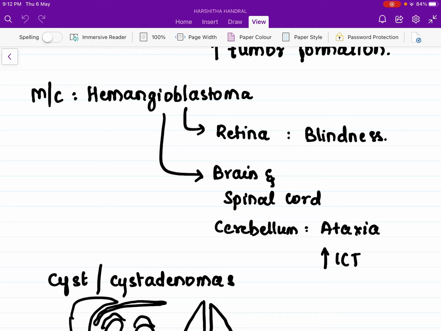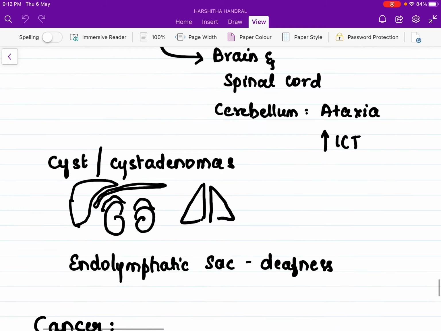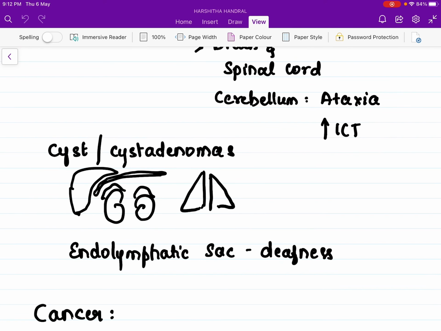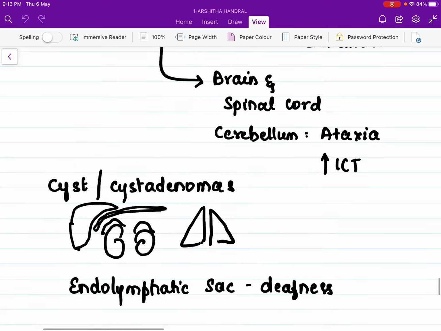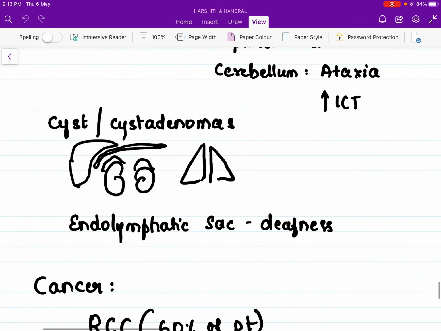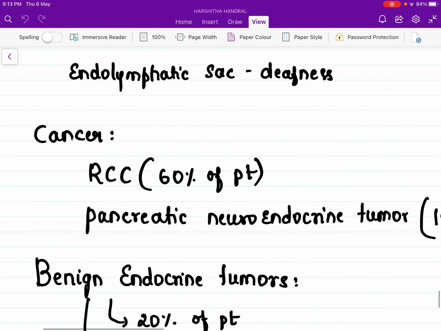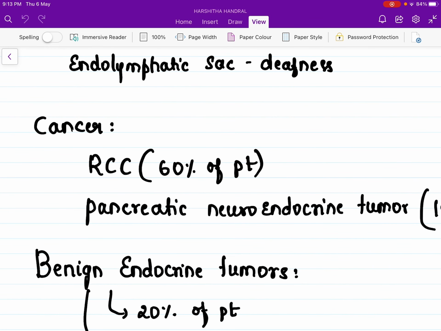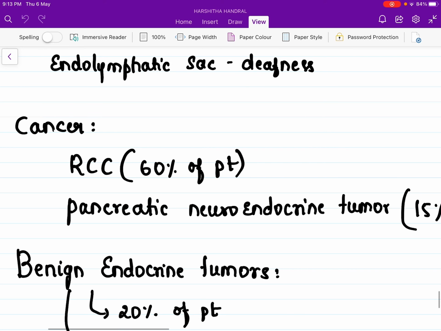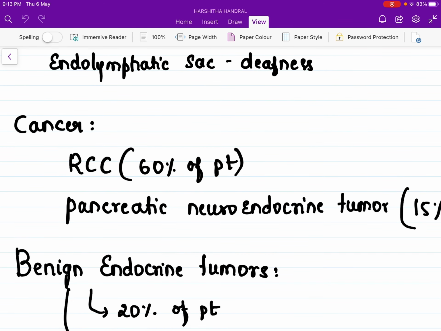And apart from hemangioblastoma, it can also have cysts and cystadenoma. The location can be various sites like renals, adrenals, pancreas, liver, lungs, etc. It can also be in the endolymphatic sac of the ear and can cause deafness. So this is about hemangioblastoma, cyst or cystadenoma, and VHL has an increased risk of cancer. 60% of the patients have RCC, and 15% of the patients have pancreatic neuroendocrine tumors. So they can have cancers.